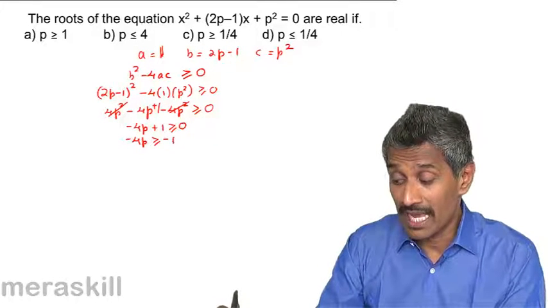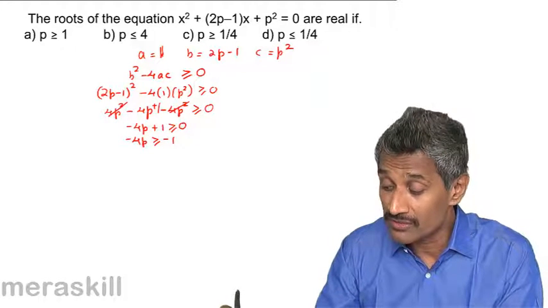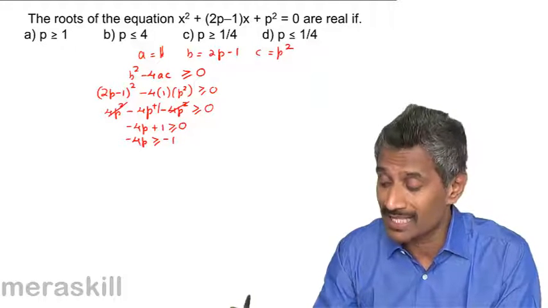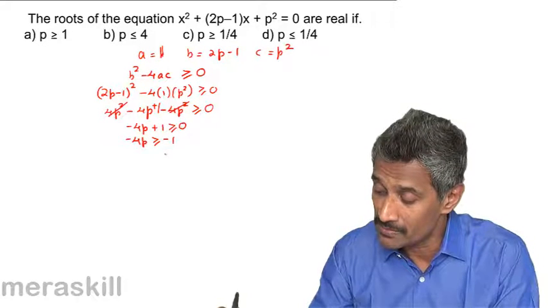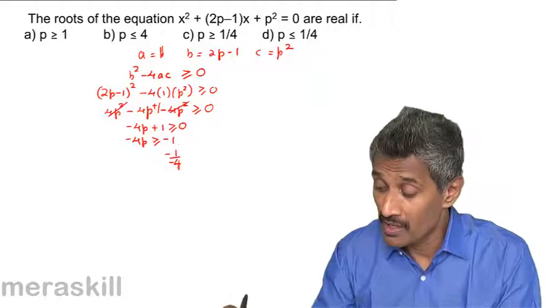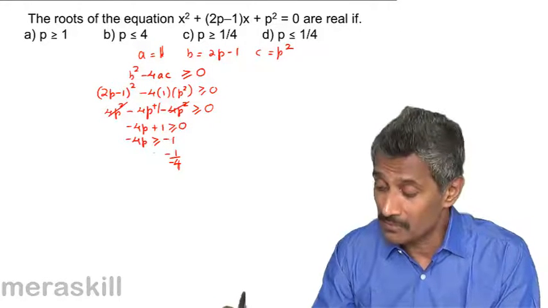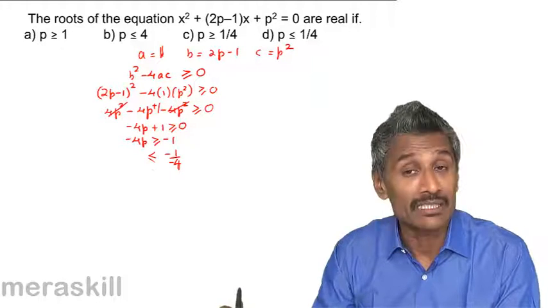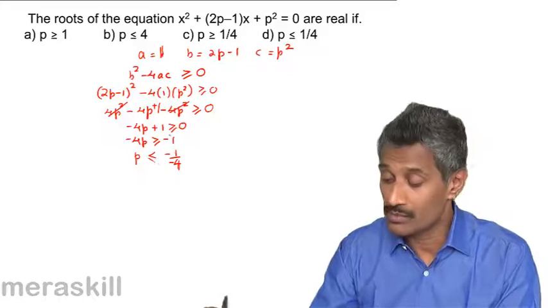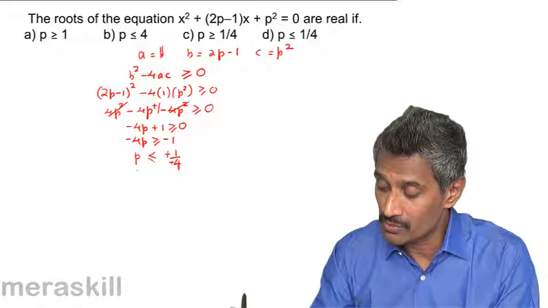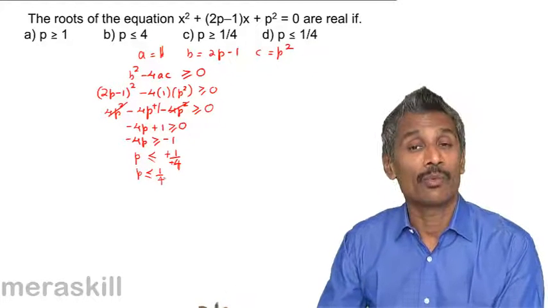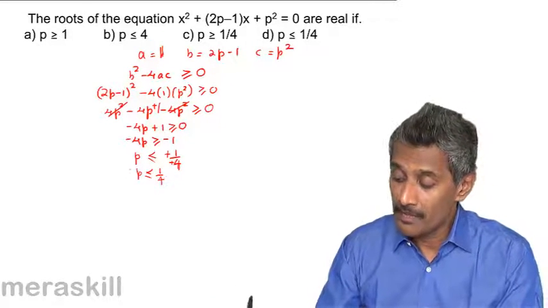Now here comes the catch. The moment you have an inequation, you're going to divide it by a negative number. So you have to take this minus 4 to this side, which is the same as dividing by a negative number. So this becomes minus 1 upon minus 4. But watch out here. The moment you divide by a negative number, the inequation would get interchanged. So you should get p less than or equal to 1 by 4. So the answer would be p less than or equal to 1 by 4.